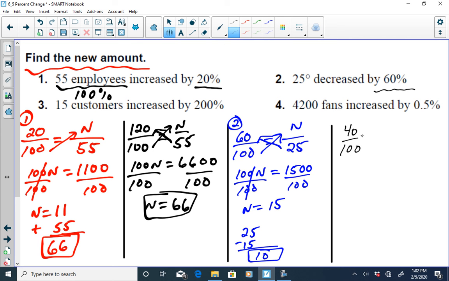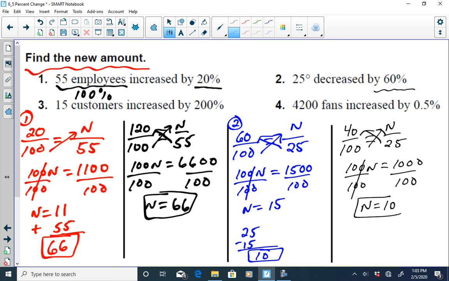I'll say that again. If we're decreasing something by 60%, we're taking 60% away from 100%, and that leaves us with 40%. So our ratio is going to be 40 over 100 equals n over 25. We still use our cross products property. We get 100n is going to be equal to 1,000. And when we divide both sides by 100, we wind up with n is going to be equal to 10.